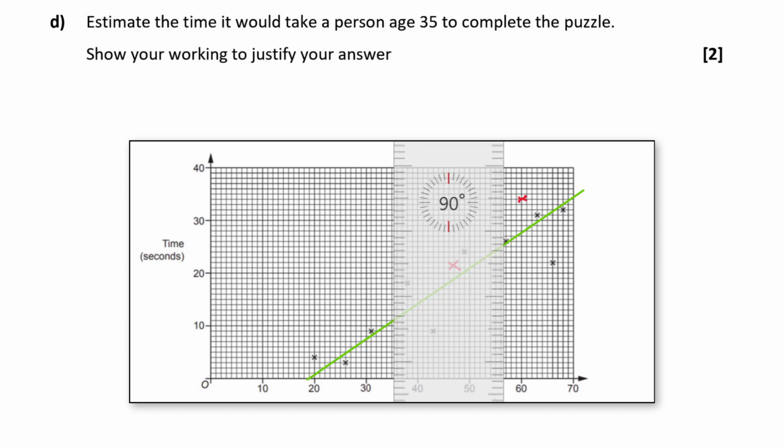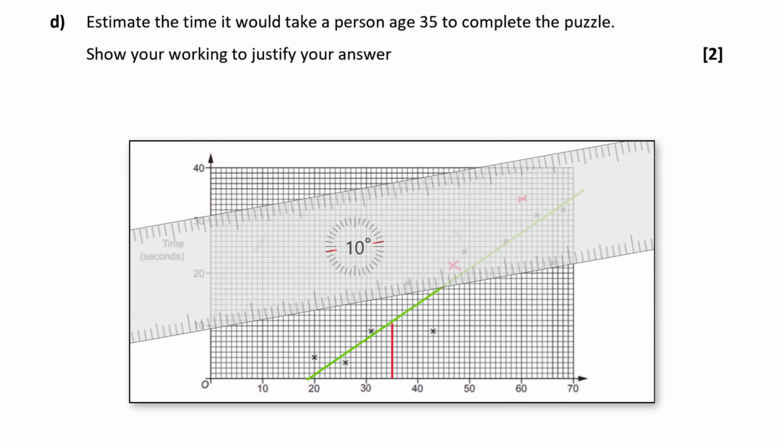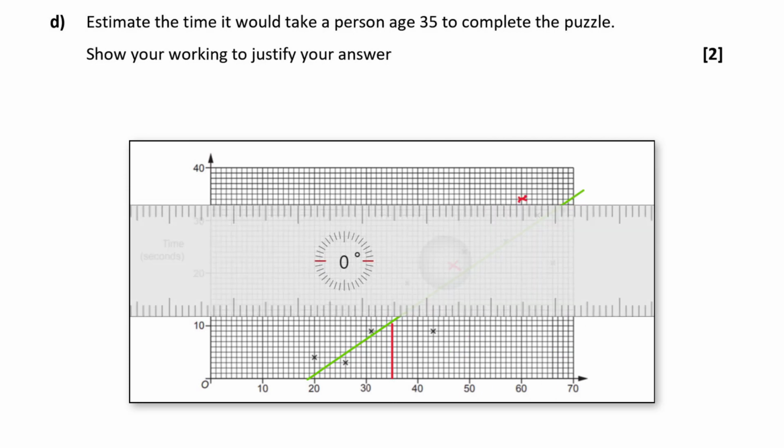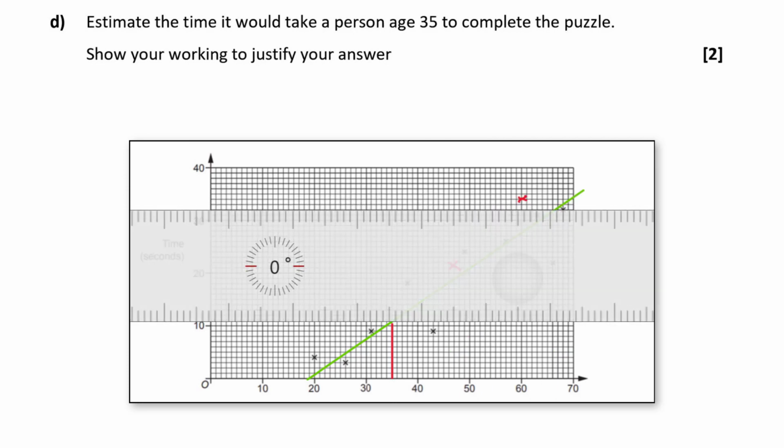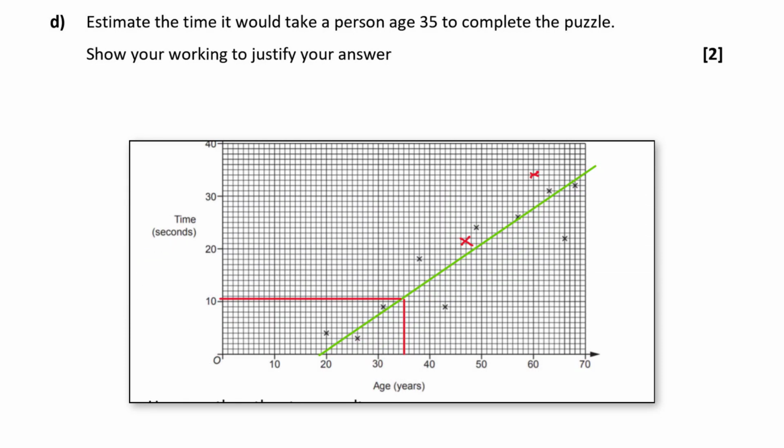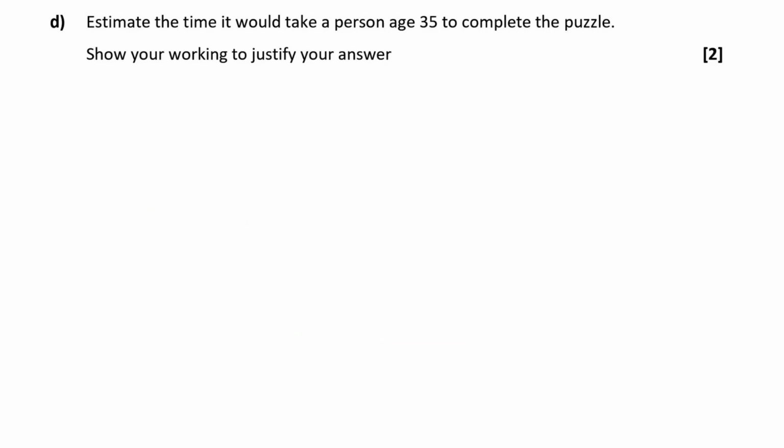Okay, so there's 35. Reading up to the line. When I hit the line, I'm going to change direction and read across. And I'm reading that as about 11 on my scale. Okay, so estimate the time it would take a person aged 35 to complete the puzzle. It would take them 11 seconds.